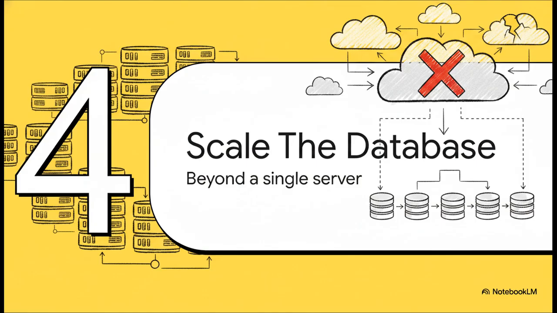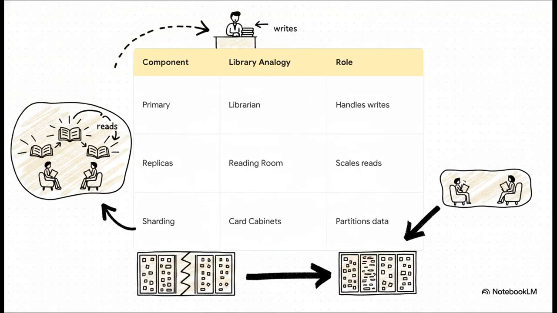That brings us to Section 4, scaling the database. How do we push past that ceiling? Well, let's look at a library analogy. When vertical scaling is totally maxed out, we introduce read replicas. Think of your primary database as the single librarian handling book checkouts. Those are your writes. Now, most applications are overwhelmingly read-heavy, like 80 to 95% reads.